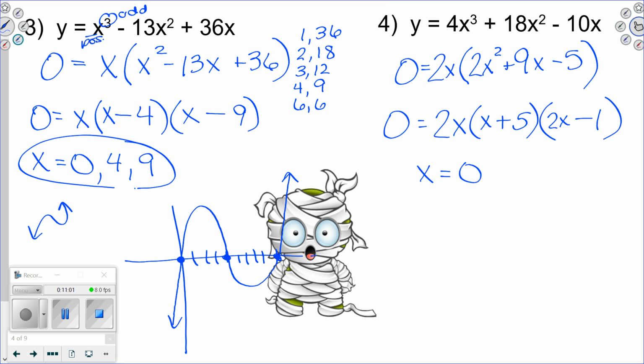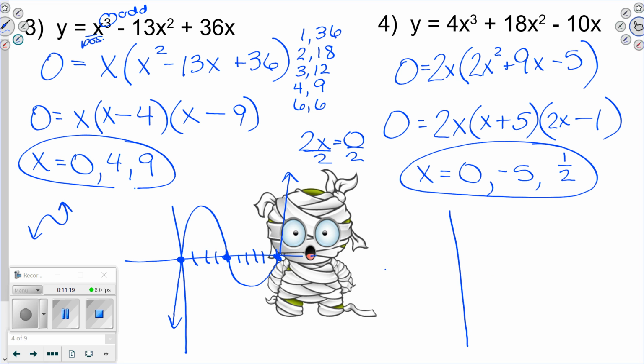I heard someone say 2. Remember, you would set these equal to 0. So if you go to solve this, 0 divided by anything is just 0. So we get 0 for an answer. Here we get negative 5 and positive 1/2.